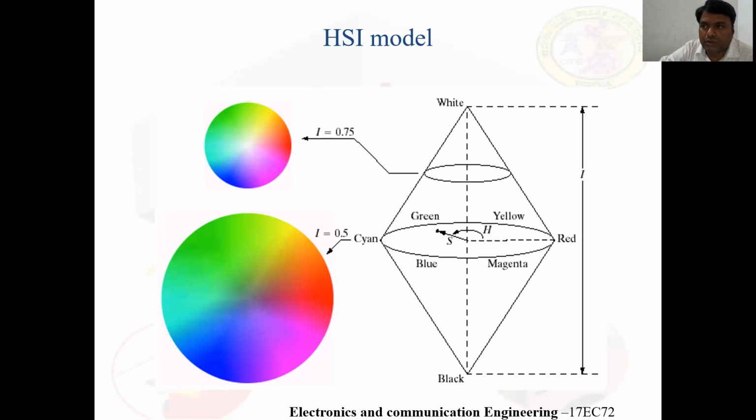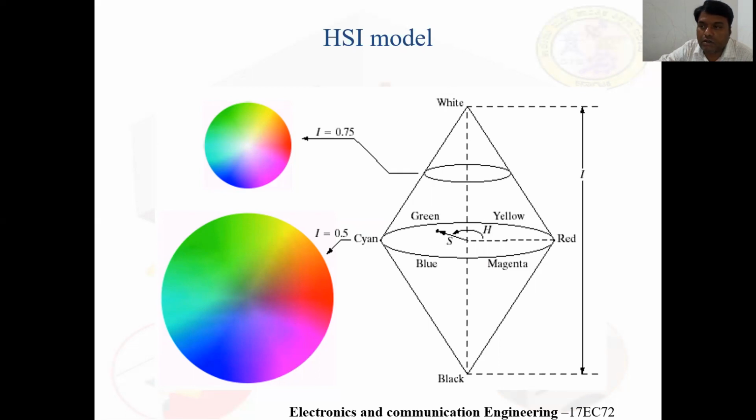Converting colors from RGB to HSI: given an image in RGB color format, the H component of each RGB pixel is obtained using the equation H equals theta if B is less than or equal to G, and if B is greater than G, then H equals 360 minus theta. S is equal to 1 minus 3 divided by (R plus G plus B) times the minimum of R, G, B. Finally, the intensity component is given by I equals (R plus G plus B) divided by 3.